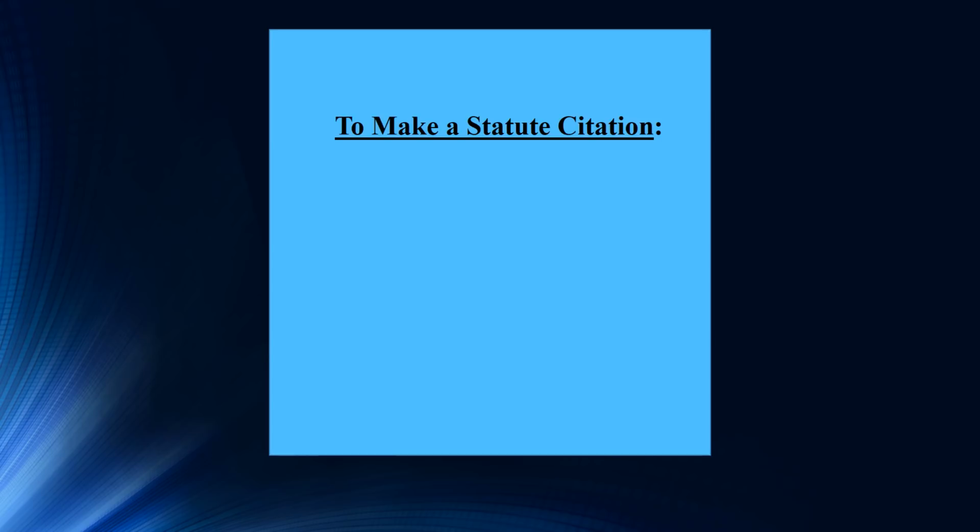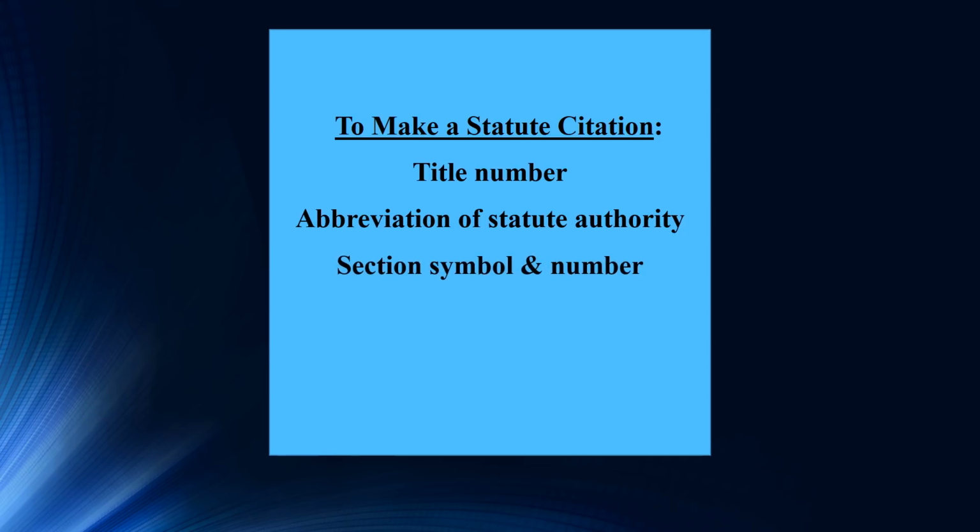To make a statute citation, first we need the title number, the abbreviation of the statute authority, section symbol and number, then in parentheses, if applicable, the name of the publisher, the abbreviation for supplement, or the electronic database. This information depends on whether you are relying on a print or electronic version of the statute. And finally, we need the date of the code edition.